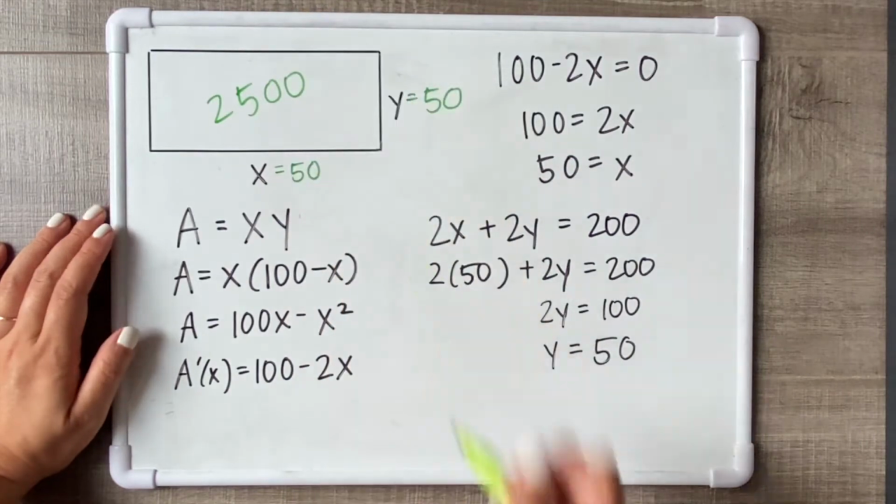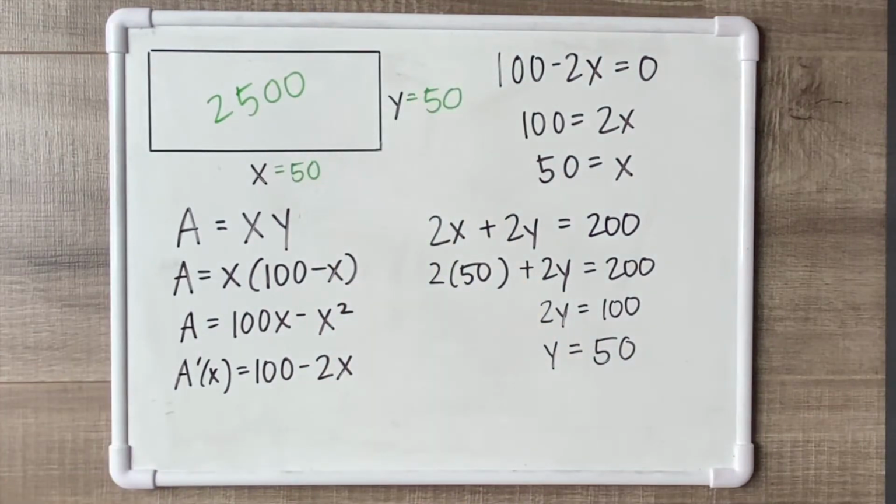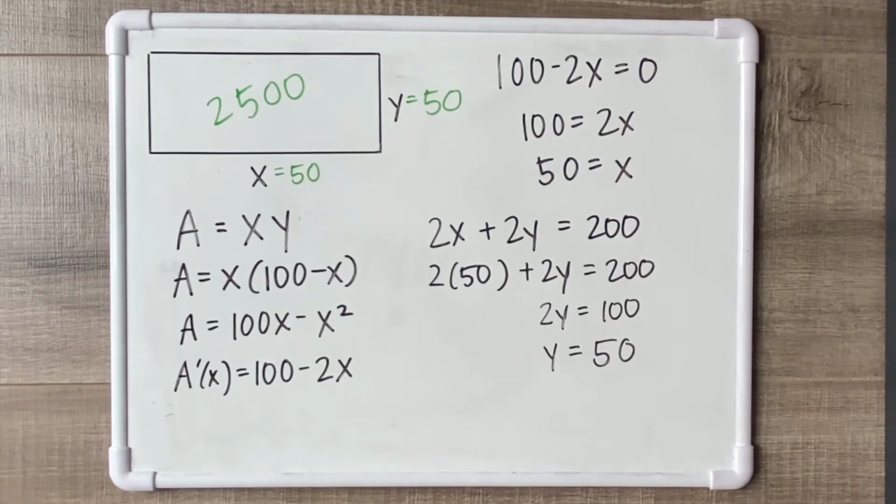So actually, to get the max area with 200 feet of fencing, my rectangle would be a square in this case, so my sketch was definitely not proportional. But anyways, you can kind of check your answers too.